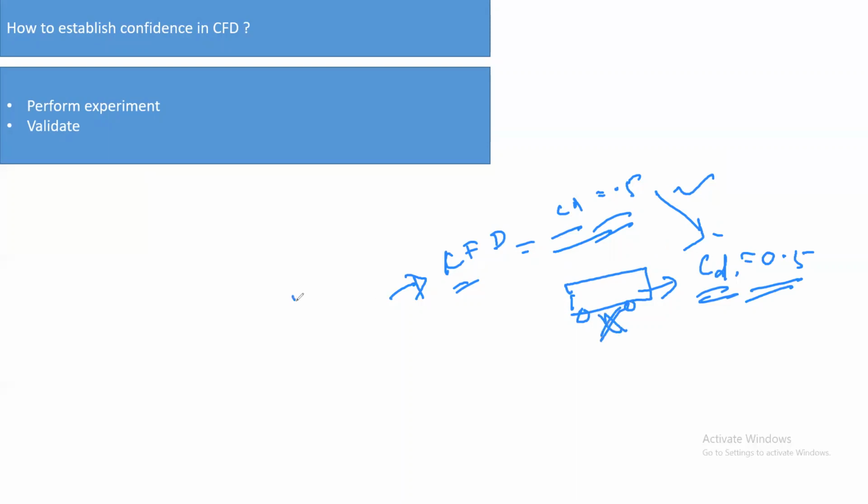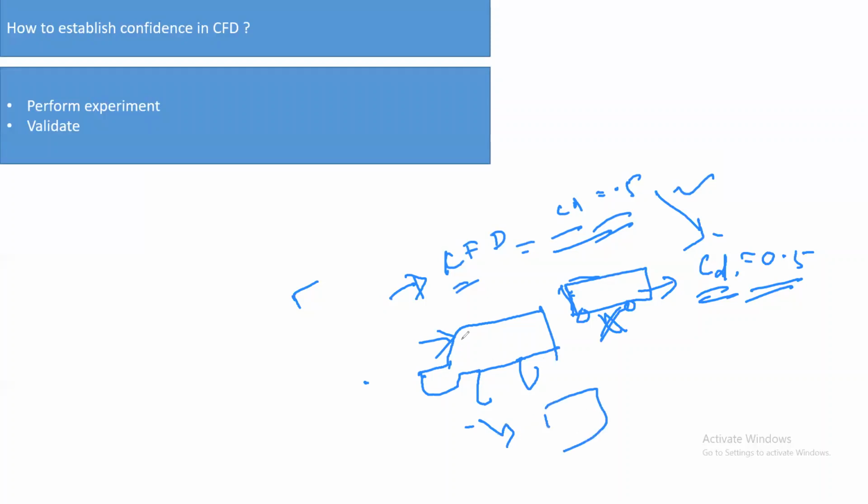I can only change my profile. Previously the geometry is like this. Now I can make it like this, I can make it like this. Now I can do the simulation, not the experiment. Now I can trust my results. Finally, when I optimize, then I can do the final experiment.